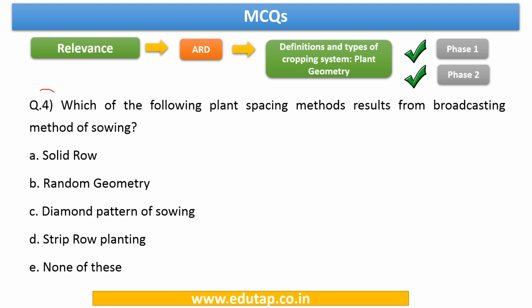Then comes question number 4. It says, which of the following plant spacing methods results from broadcasting method of sowing? So this was the first method that we had discussed. Here we are referring to random geometry. And what is broadcasting method of sowing? We are randomly sowing the seeds.